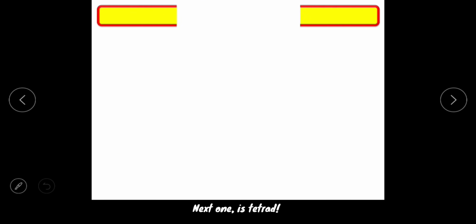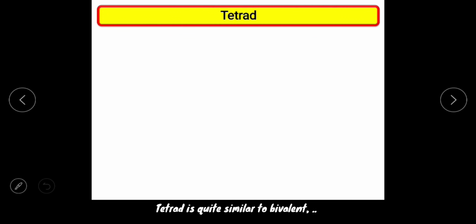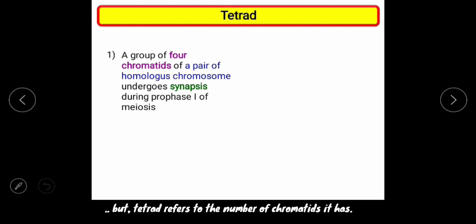Next one is tetrad. Tetrad is quite similar to bivalent, but tetrad refers to the number of chromatids it has.